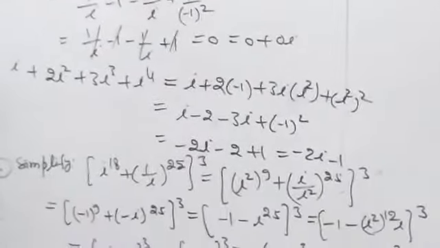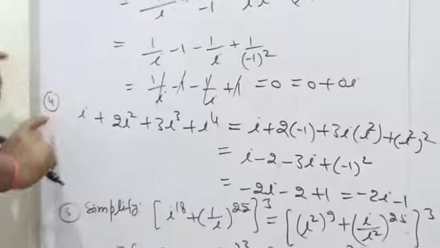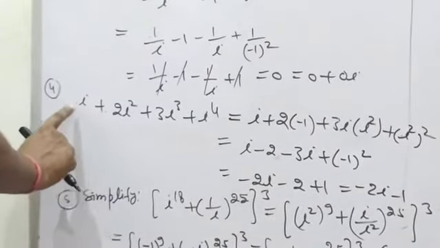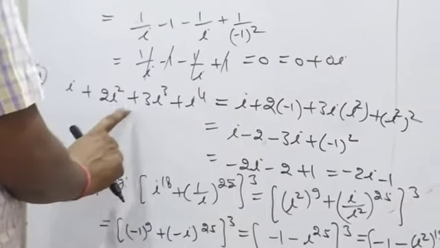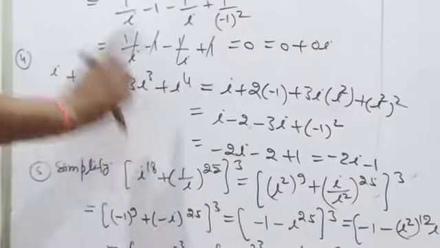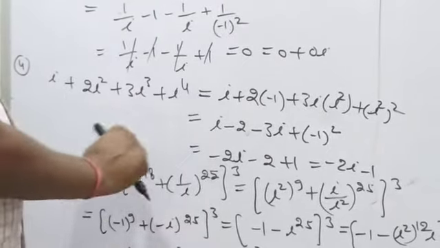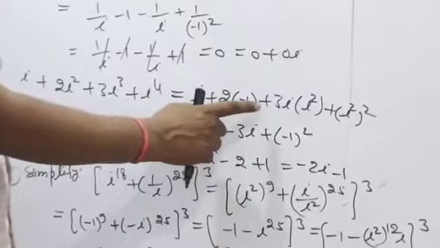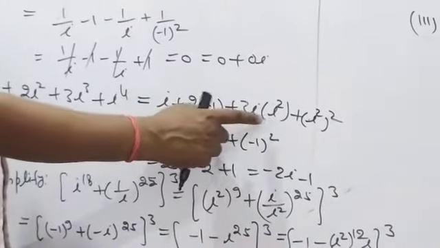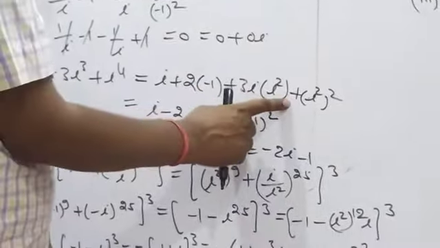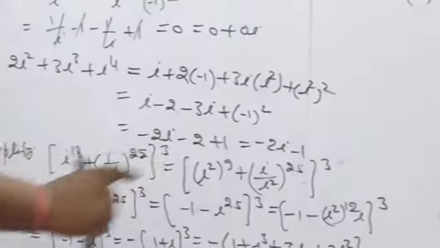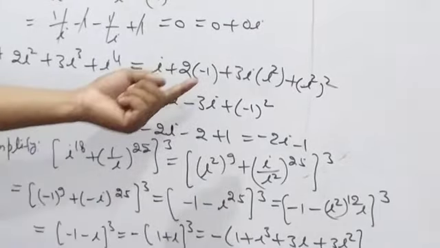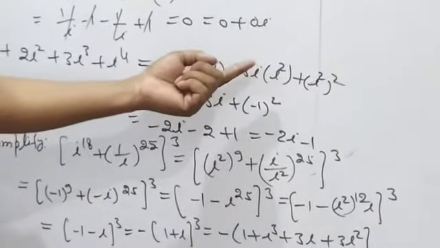In example number 4. Simplify i plus 2i square plus 3i cube plus i power 4 is equal to i plus 2 into minus 1 plus 3i into i square plus i square whole square is equal to i minus 2, because 2 into minus 1 is minus 2.